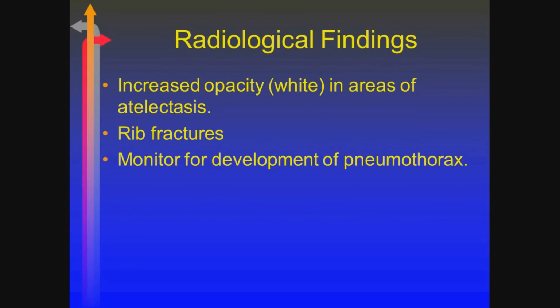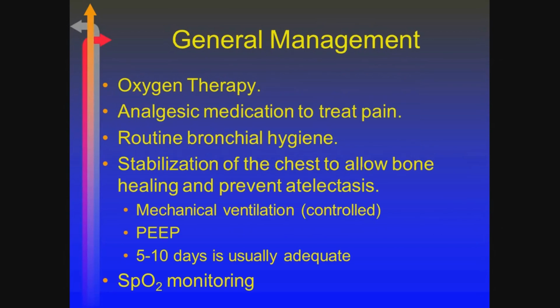On chest X-ray, you'll end up seeing atelectasis along with rib fractures, and they're prone to pneumothoraces, as we'll see. Basically, analgesics to treat pain and looking at being able to mobilize secretions as best we can. One of the things that we can do is paralyze them if it's significant enough, and basically ventilate them and control their respiratory efforts by paralyzing them, as I said.